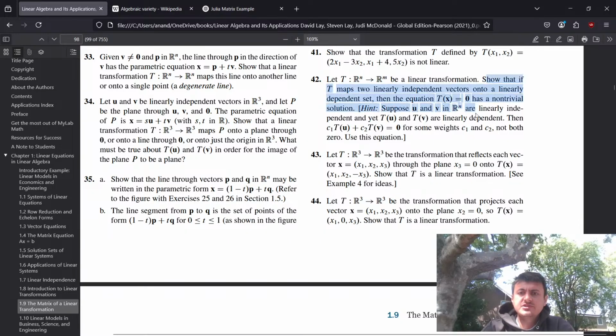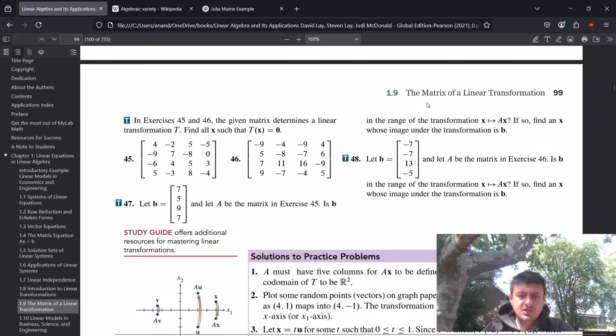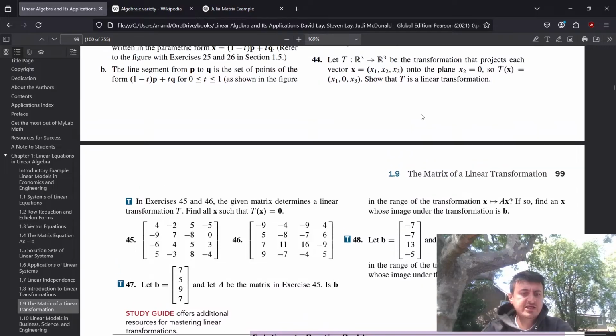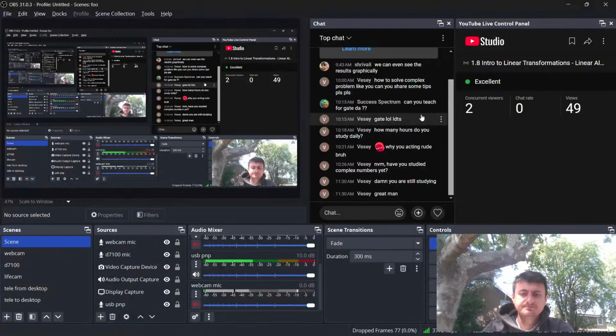Show that if T maps two linearly independent vectors onto a linearly dependent set. That's actually a pretty good one. Okay, but I think we're going to call it here. That is the introduction to linear transformations.